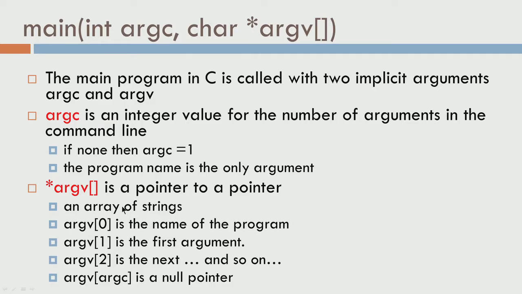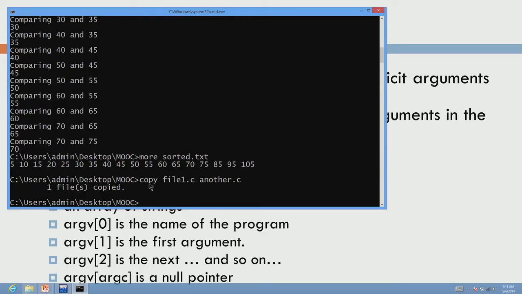You can also think of it as an array of strings. So, argv of 0 is usually the name of the program, argv of 1 is the first argument that you passed, argv of 2 is the second, and so on. argc is an integer value that takes the number of arguments including the file name itself. For example, if I did copy file1.c another.c, there are 3 arguments: copy, file1.c and another.c. So, argc would be 3, argv of 0 would be copy, argv of 1 would be file1.c, and argv of 2 would be another.c.